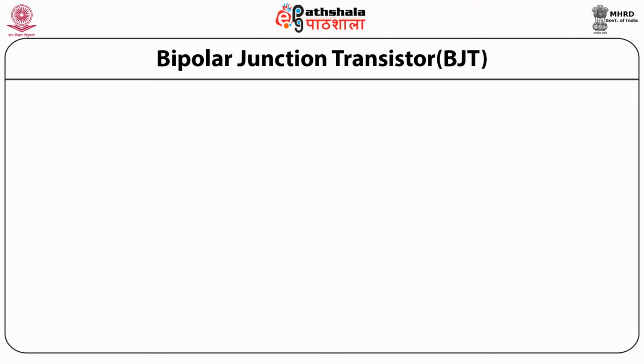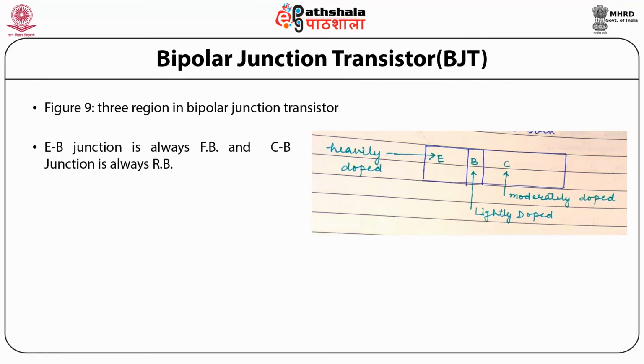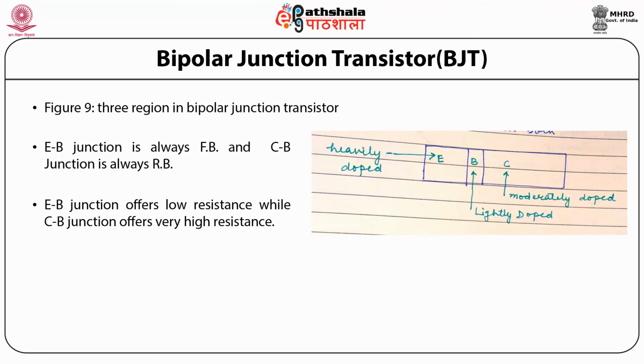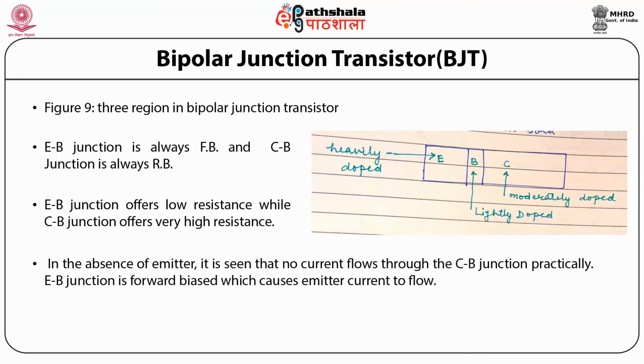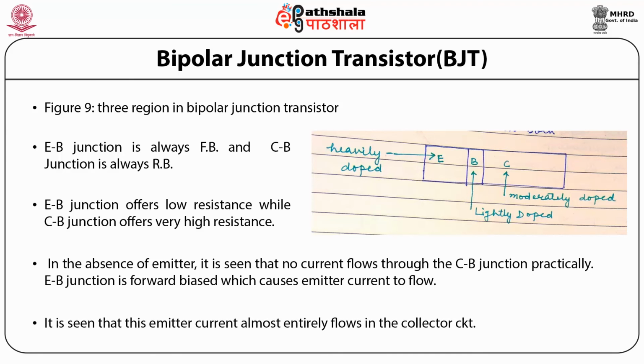Now students, note that emitter base junction is always forward biased and collector base junction is always reverse biased. Emitter base junction offers low resistance while collector base junction offers high resistance. In the absence of emitter, it is seen that practically no current flows through the collector base junction. Emitter base junction is forward biased, which causes emitter current to flow. This emitter current almost entirely flows in the collector circuit, so IC is approximately equal to IE.